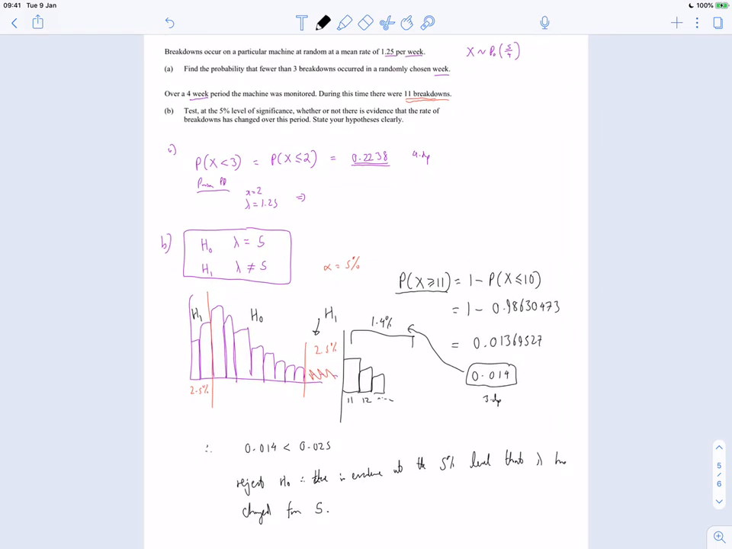So we can be 95% sure that the rate is not the same anymore. Or another way of putting it is, if the rate was 5 a week, to be getting 11 breakdowns a week would be in the top 1.4%, and that's too freaky, and it fails this test at the 5% level. Therefore, this could be used as part of evidence to suggest that the mean is no longer 5.